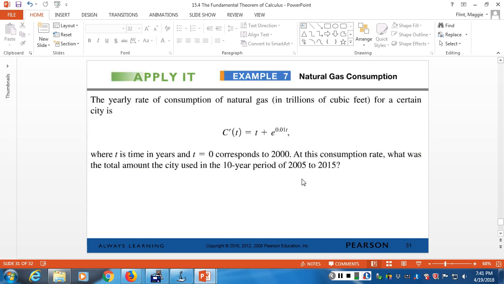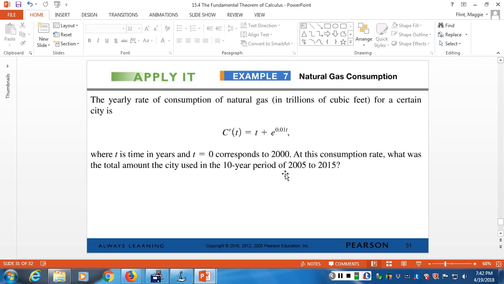So this is the problem we talked about last week when we first started this chapter. The yearly rate of consumption of natural gas in trillions of cubic feet for a certain city is C prime of T, which tells you that that's the consumption per year, since T is in years. C prime of T equals T plus e to the 0.01 T. T equals 0 corresponds to 2000.